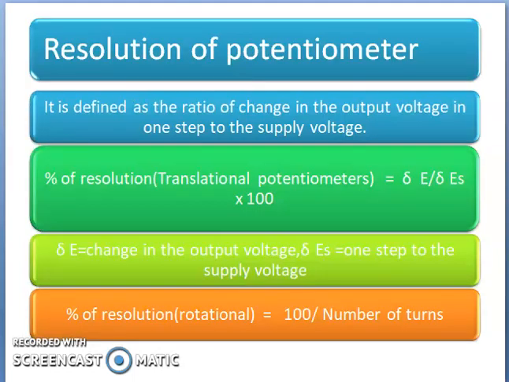Now coming to the resolution of the potentiometer. Resolution of the potentiometer is defined as the ratio of change in output voltage to one step of the supply voltage. The percentage of resolution is equal to delta E by delta ES into 100, where delta E is the change in output voltage and delta ES is one step of the supply voltage. Here, the percentage of resolution for rotational is equal to 100 divided by the number of turns.